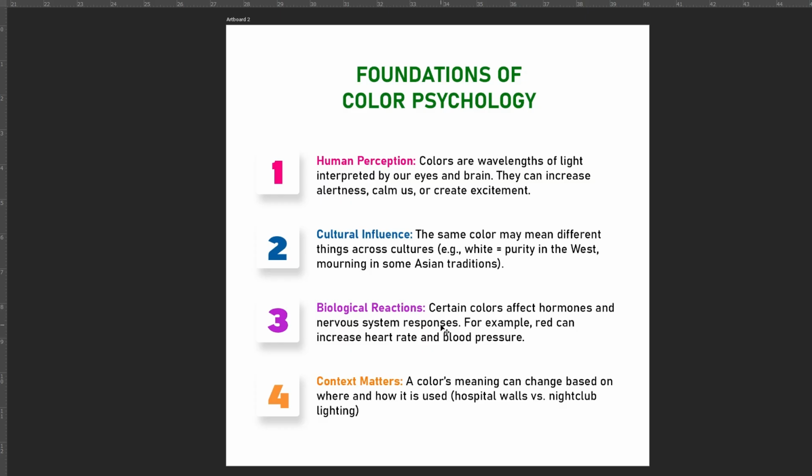Biological reactions: certain colors affect hormones and nervous system responses. For example, red can increase heart rate and blood pressure. Context matters. A color's meaning can change based on where and how it is used, just like cultural influence.